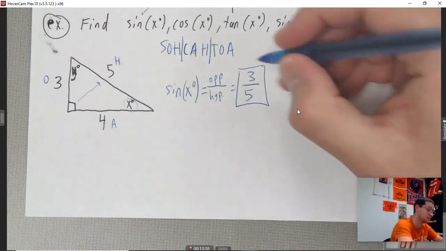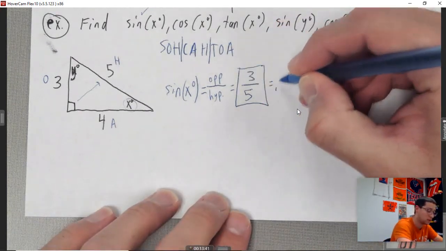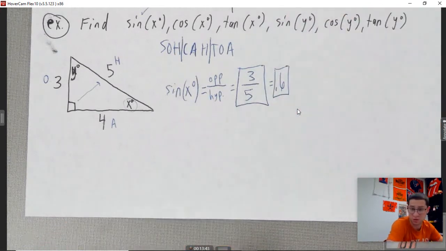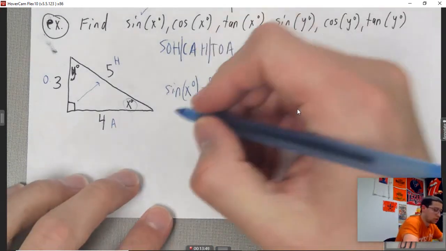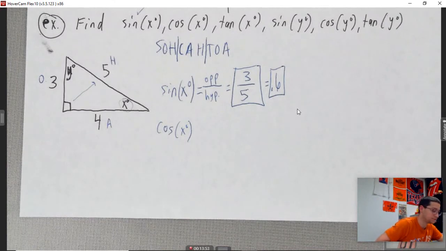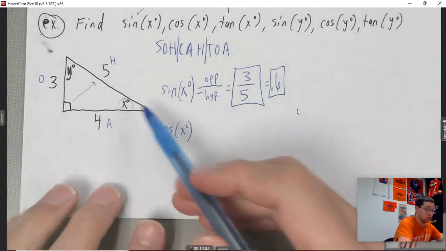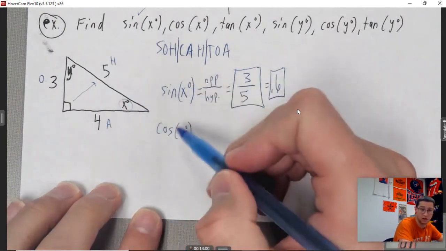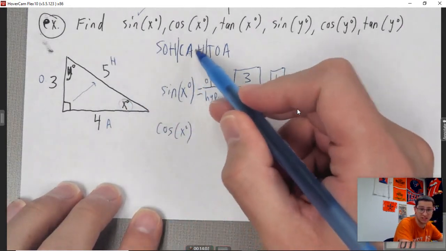Now, could this be a decimal? Sure, it could be. So we'll go ahead and write the decimal. There it is. 3 over 5 is equal to the decimal 0.6. All right, so on to the next one, cosine of x. We're still comparing it to x, so these letters still stand. Question is, what is cosine? Well, cosine is the adjacent over the hypotenuse.